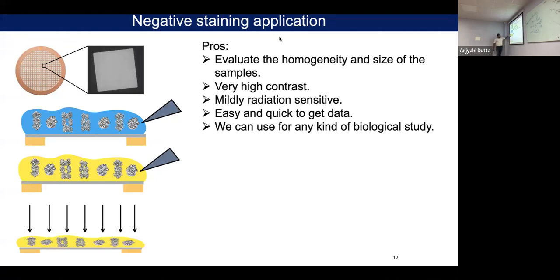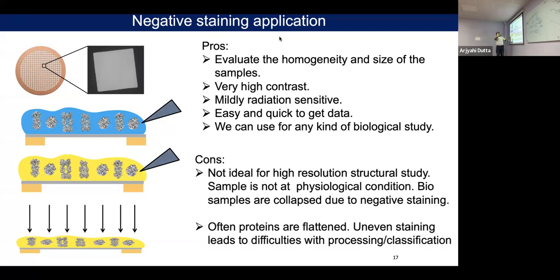Here you can see when there is a 3D structure and you blot everything, it is completely dry, it is basically collapsed. It is not in its original form. That is the reason I mentioned that most of the time you can check the homogeneity, size of the sample, and concentration. The contrast is always very good. You can use any kind of electron beam because the sample is completely dry. And now you can easily and quickly get the data. You can use it for any kind of biological sample. The major problem is that the sample is not in physiological condition anymore because it is completely dehydrated.